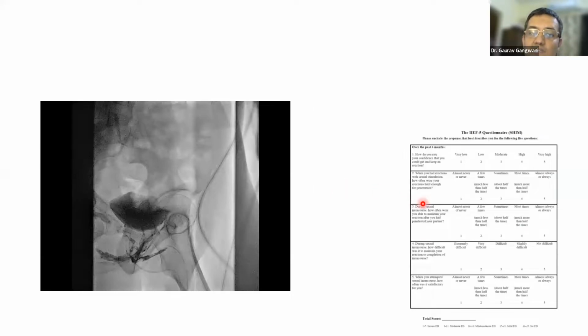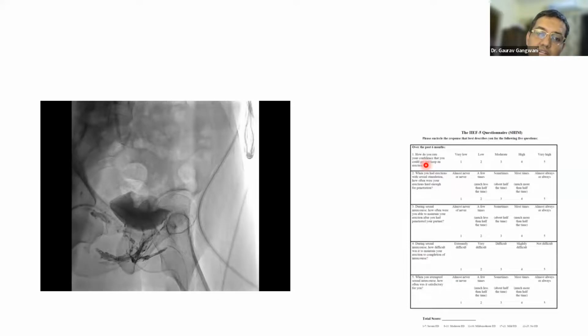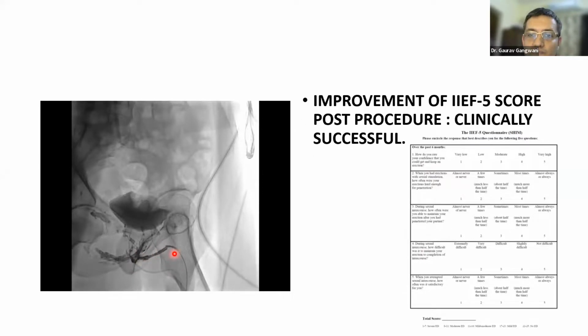The patient had a very good result. The erectile dysfunction resolved and the IIEF score improved significantly. This is the last drop of glue, and we came out causing complete occlusion of the deep dorsal vein like a ligature.